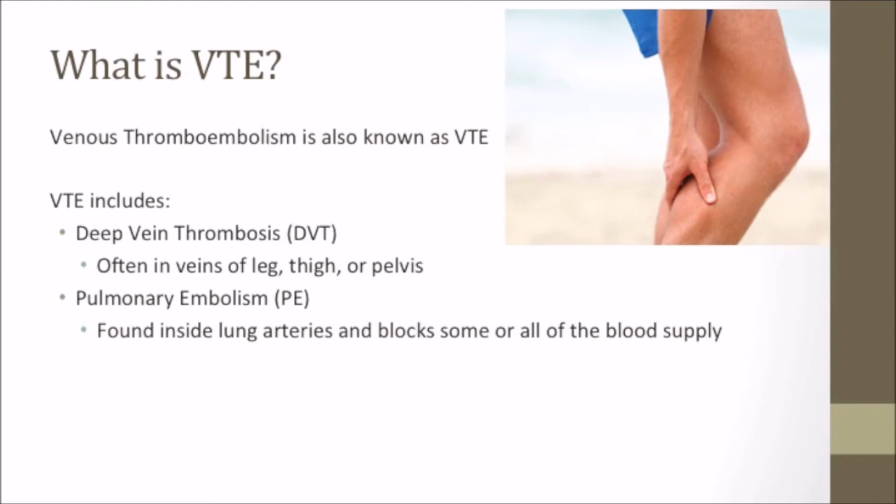What is VTE? VTE stands for venous thromboembolism. VTE includes deep vein thrombosis, or DVT, often found in the veins of the legs, thighs, or pelvis area. Pulmonary embolism, or PE, is found inside the lungs' arteries and blocks some or all of the blood supply to the lungs.